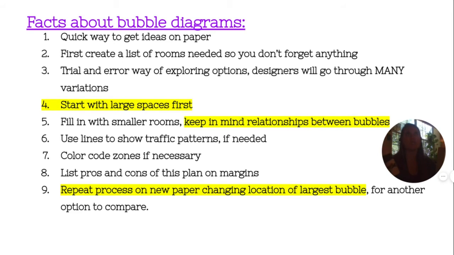Like, what rooms are the largest in a home? Living room, probably. Master bedroom, kitchen, dining, garage, whatever you want your larger spaces to be. Then you're going to fill in with smaller rooms around them, keeping in mind relationships between bubbles, zones. We just learned this.